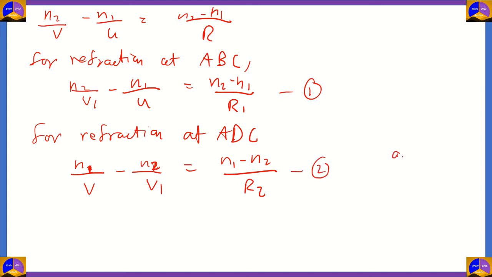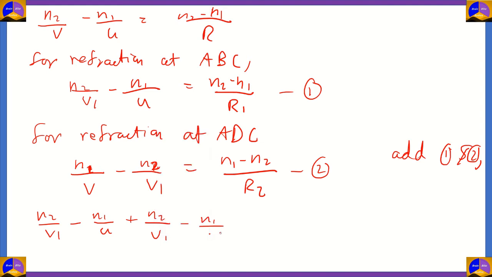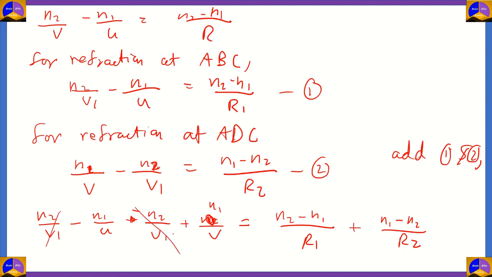Now what we're going to do is add equation 1 and equation 2. So now what we get is N2 by V1 minus N1 by U plus N2 by V1 minus N1 by U plus N2 by V1 minus N2. Okay, so it's basically N2 by V1 minus N2 by V1 minus N1 by U plus N1 divided by V. And on the right hand side, it's N2 minus N1 divided by R1 plus N1 minus N2 divided by R2. So as you can see, N2 by V1 cancels itself because there is addition and subtraction.